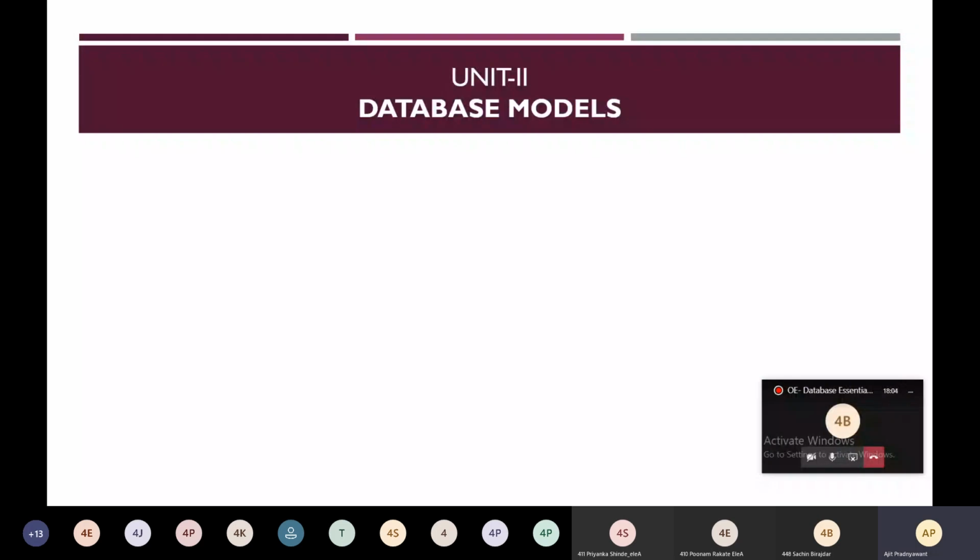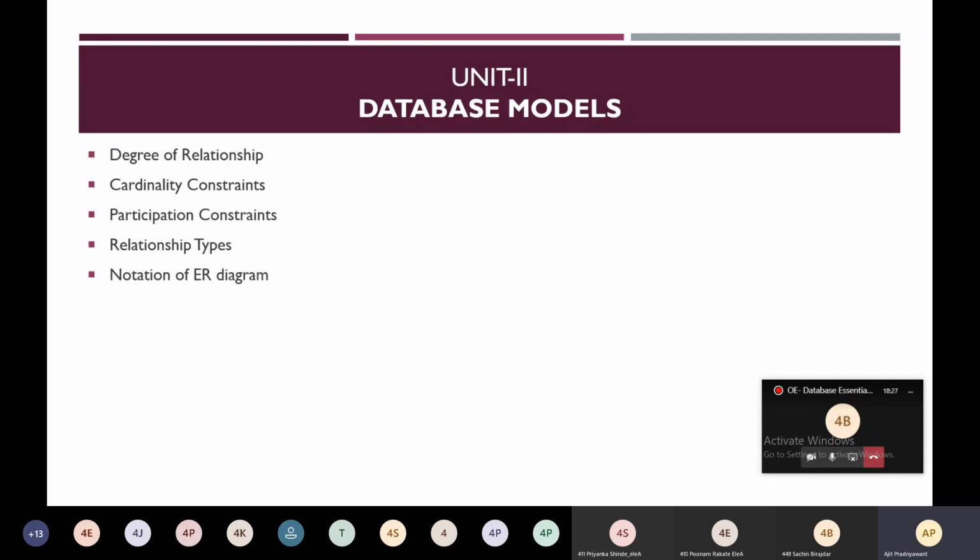So continuing with the last lecture, in today's lecture we are going to see degree of relationship, cardinality constraints, participation constraints, and relationship types. These points, and if time permits, we are going to see the notations of ER diagram.